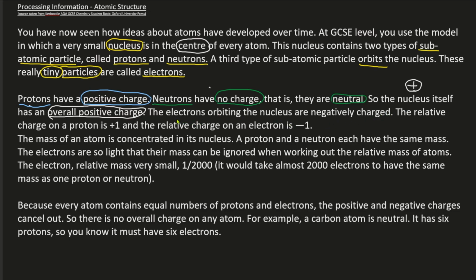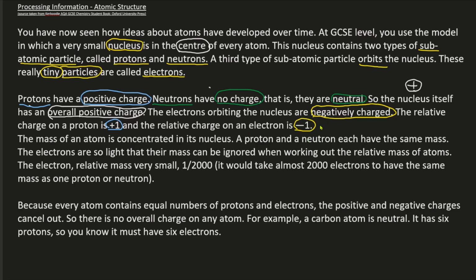Moving on, the electrons orbiting the nucleus, which are those things that are going around and around the nucleus, are negatively charged. So here we have to understand that we've got something that's negatively charged, and I might use a different color. Let's just use yellow for the time being. They're negatively charged. The relative charge on a proton is +1, which kind of links to this information over here as well. And the relative charge of an electron is -1. So let's put that and circle that.